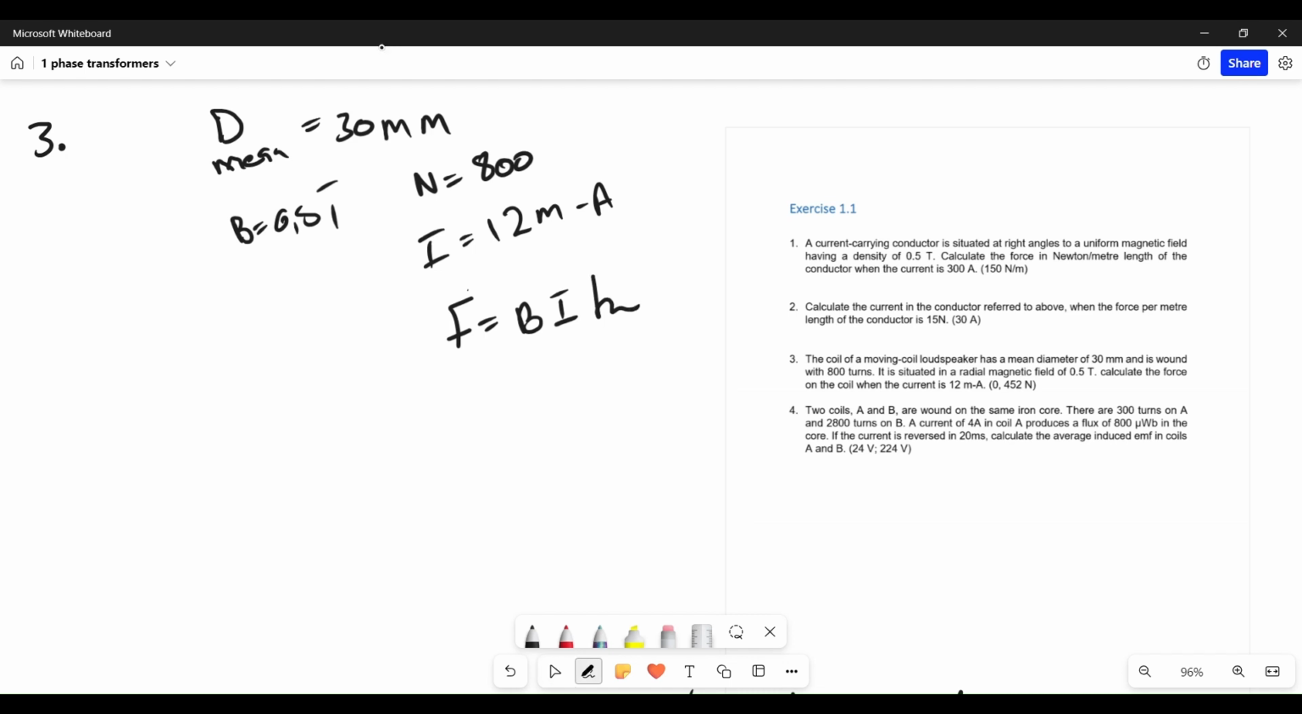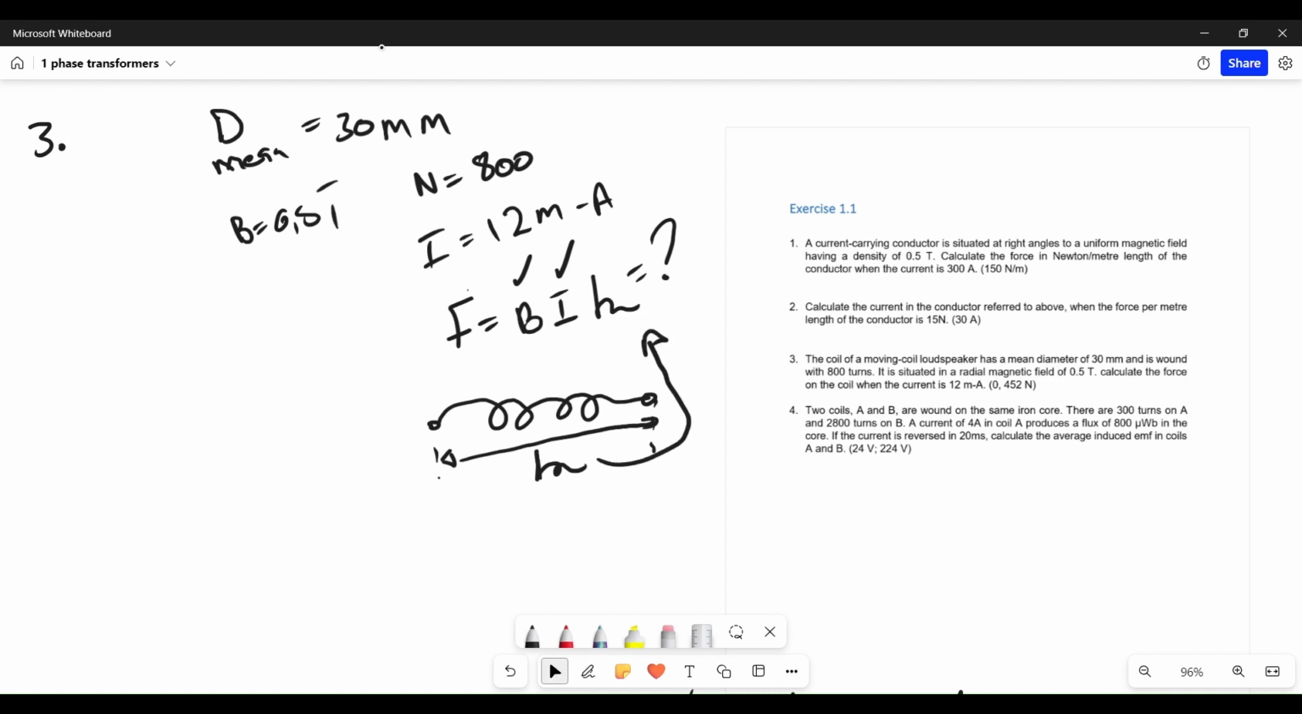L. Okay, so as you can see, we have the B, we have the I, but we do not have the length. Okay, the length, this is the length of a coil. It's L. It's the L that you see in this equation. So that's what we need. That is the unknown, something that we need for us to be able to calculate the force.